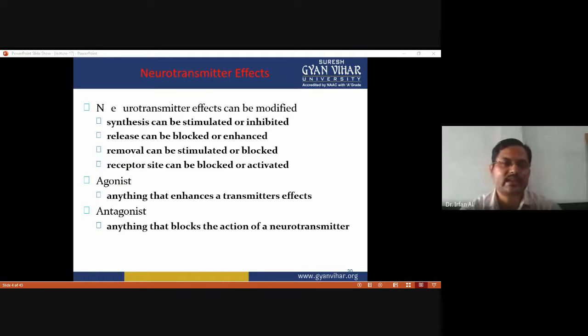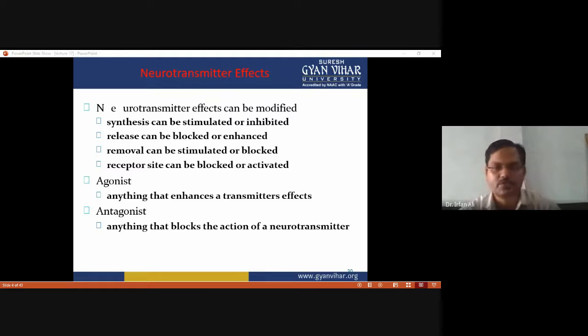It either acts as an agonist or antagonist. Agonist is the term used for anything that enhances a transmitter's effect. Sometimes it has been observed that certain substances can enhance the effect of a neurotransmitter, and at that time the term used is agonist. At other times, when a certain substance inhibits the action of a neurotransmitter, the term is antagonist.